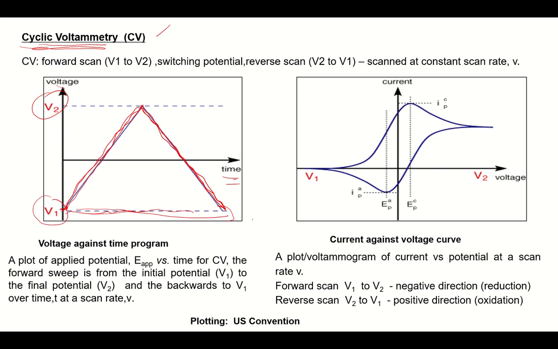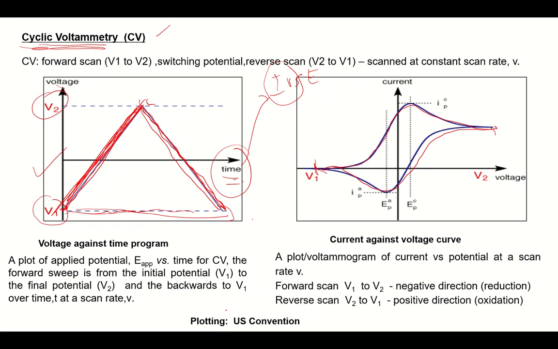But if you want to plot I versus E, or IE plot, or voltammogram, it starts here, similar to this, but the axis has been changed. From just now it was time, and we change it to I. So start from V1 to V2, stop here at the switching potential. Then you go back to V1. This is the reverse scan.